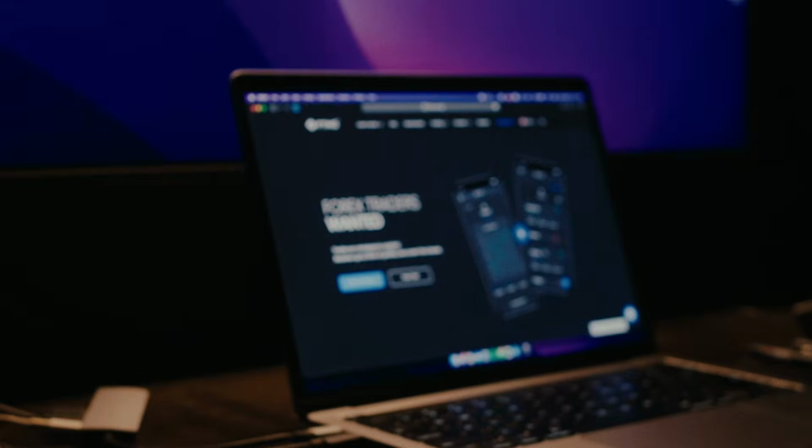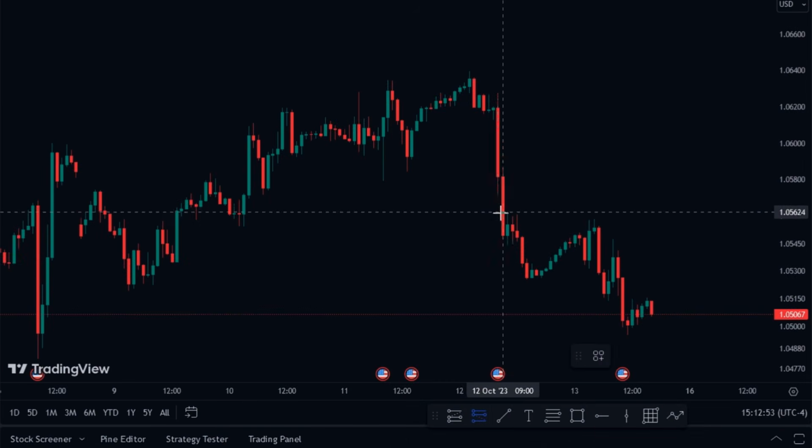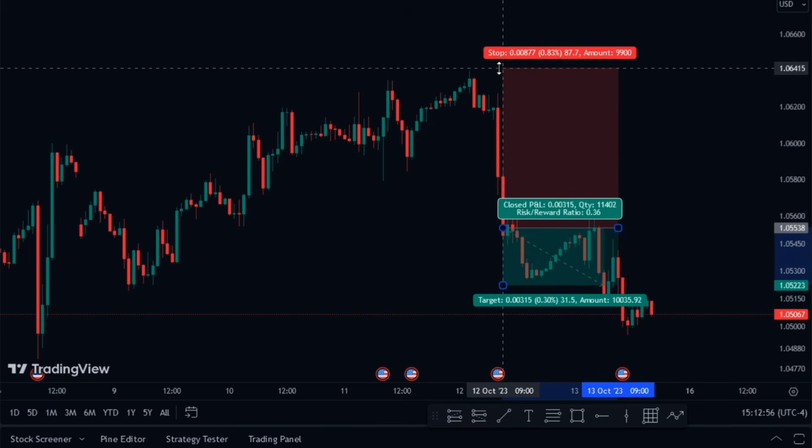Remember, Judas Swing has a possibility to happen every day, but it doesn't happen every day. As a bonus for watching this far, here are some extra tips that will help you while trading this strategy. Don't trade on high-impact news. It will do more harm than good. Don't place a trade if our stop loss is going to be more than 15 to 20 pips.